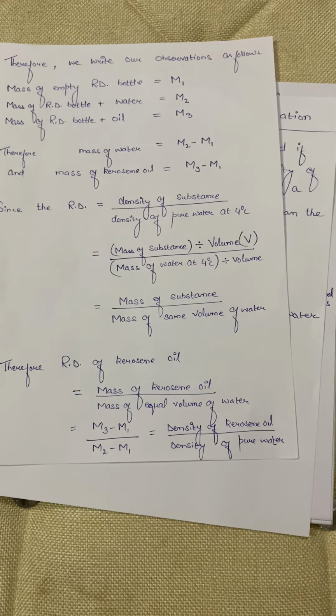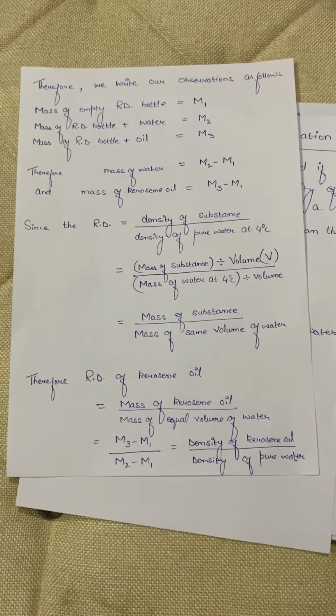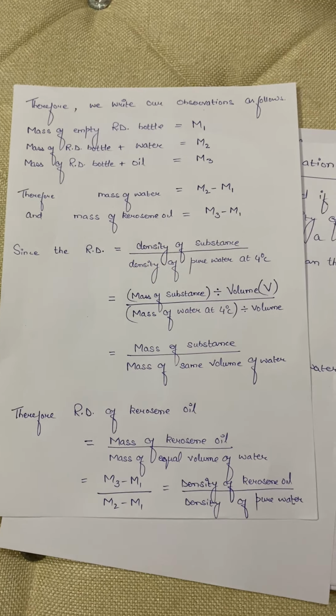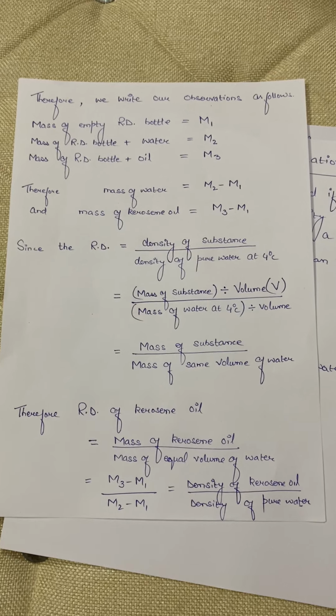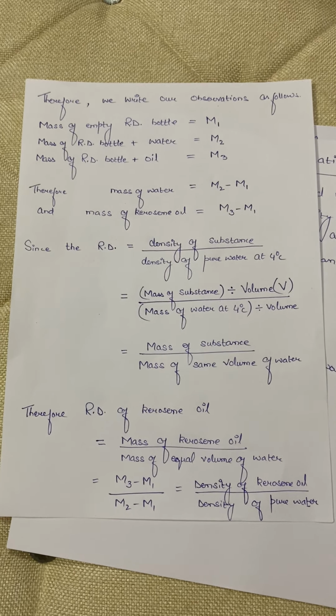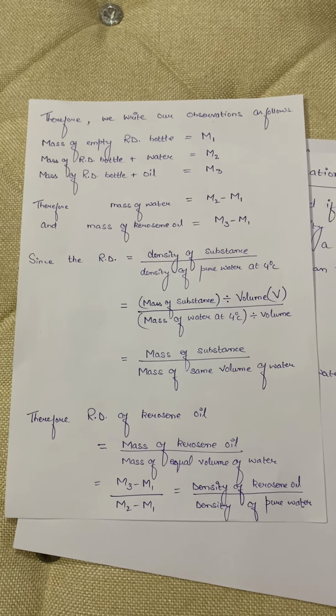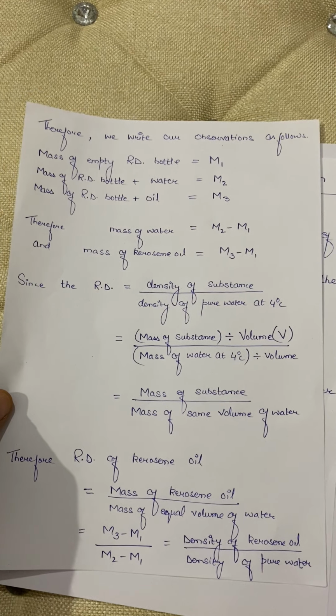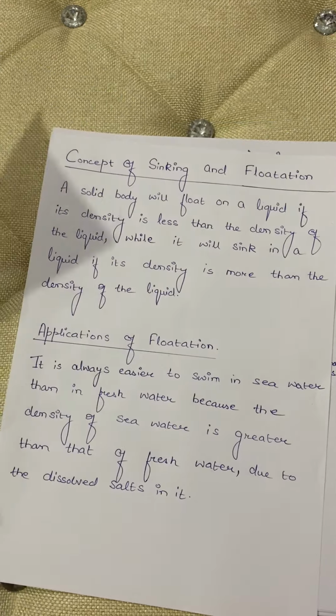The unknown liquid could be any particular substance in liquid form, like kerosene oil or any other liquid can be given to us, and with the help of this simple calculation we can easily calculate the relative density of that particular substance.